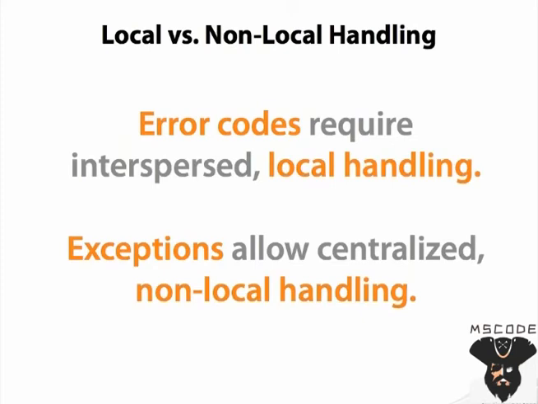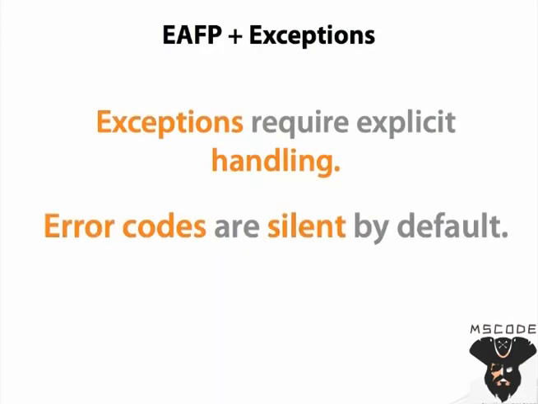Without exceptions, that is, using error codes instead, you are forced to include error handling directly in the main flow of the logic. Since exceptions interrupt the main flow, they allow you to handle exceptional cases non-locally. Exceptions coupled with EAFP are also superior because, unlike error codes, exceptions cannot be easily ignored.